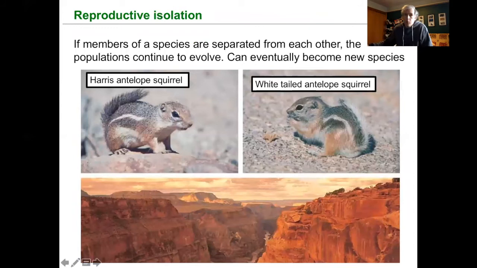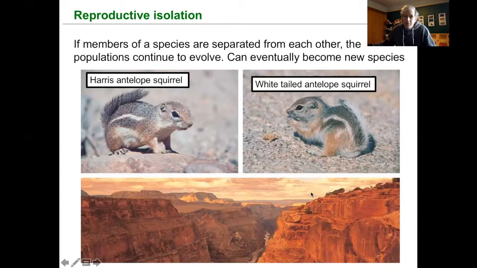So that's one. So we talked about what a species is, and we talked about adaptive radiation. But let's have a look at some other ways in which new species can arrive. So another method through which a new species can arrive is something called reproductive isolation. So if we have a population, and if members of those species are separated from each other, those separated populations continue to evolve and can eventually become a new species.